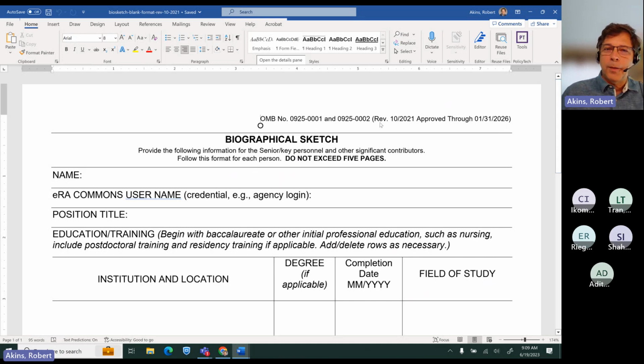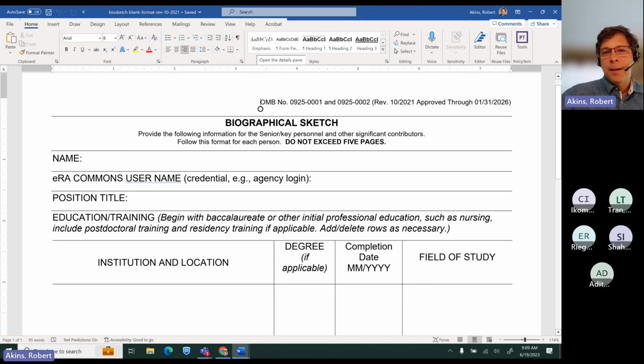So if you have an old Biosketch, say from last year, and all you want to do is update it to the new forms, all you have to do, because everything else on here is exactly the same, is copy and paste that header with the approval dates, and then the entirety of the form that they give you. It's your name.